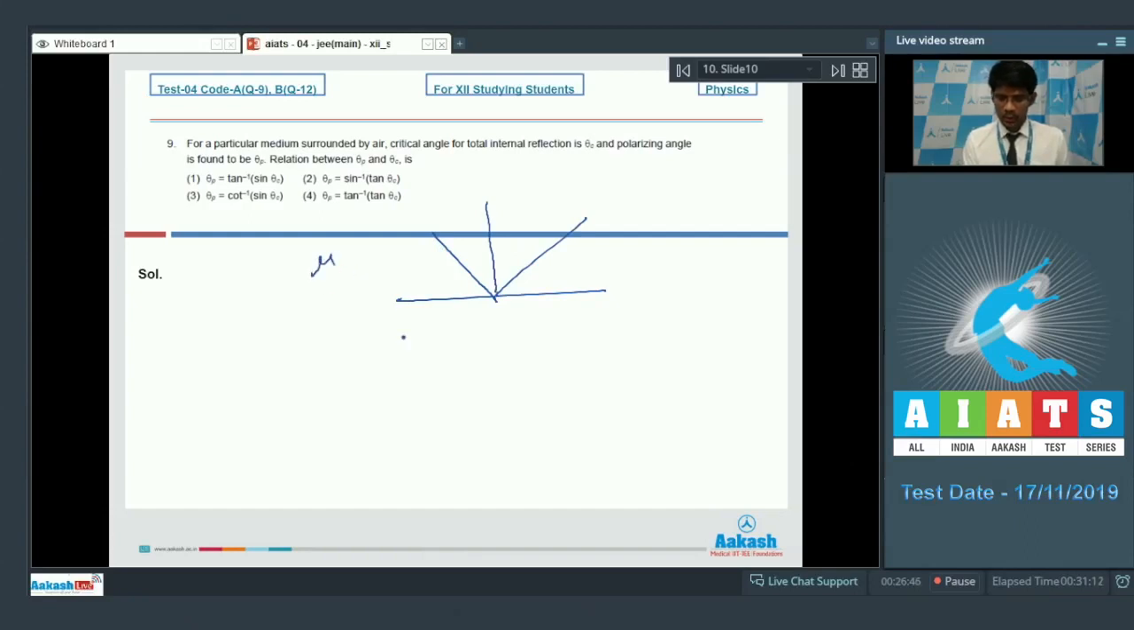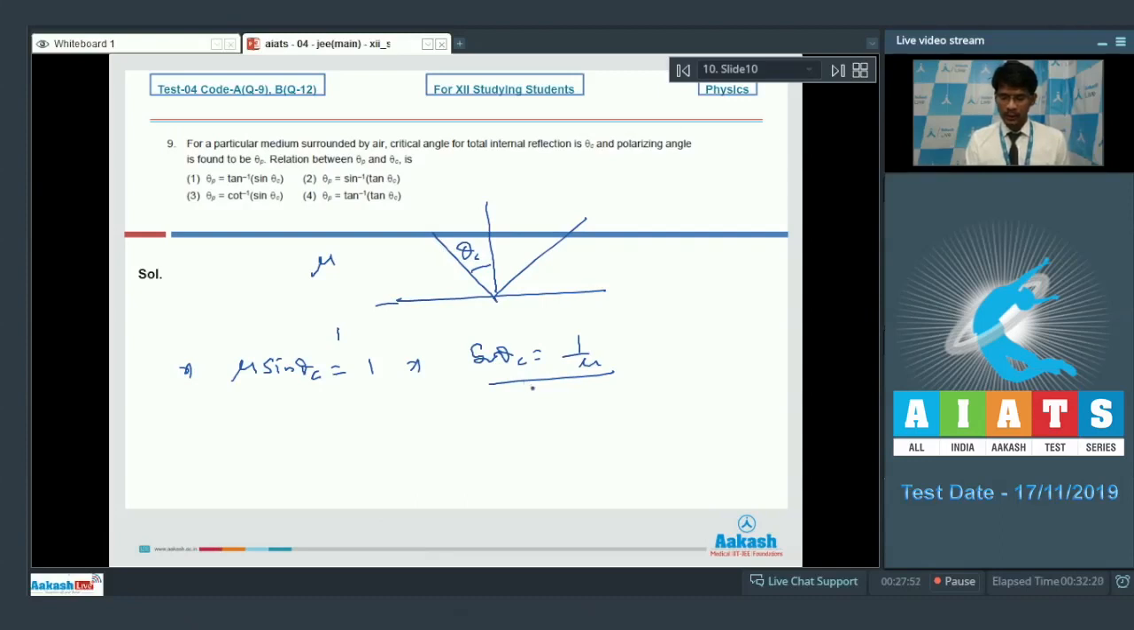If this is the denser medium mu and this is the lighter medium, that's air, its refractive index being 1, and if this is the critical angle, it would simply be mu sine of theta c equal to 1, or sine theta c would be 1 by mu.